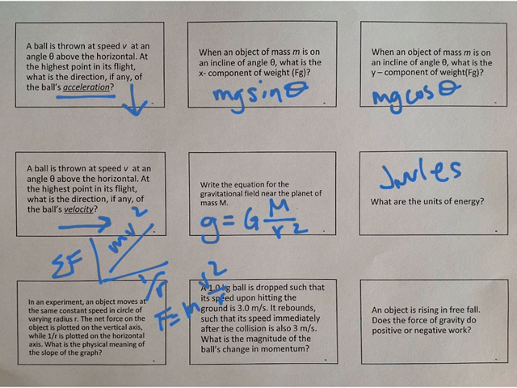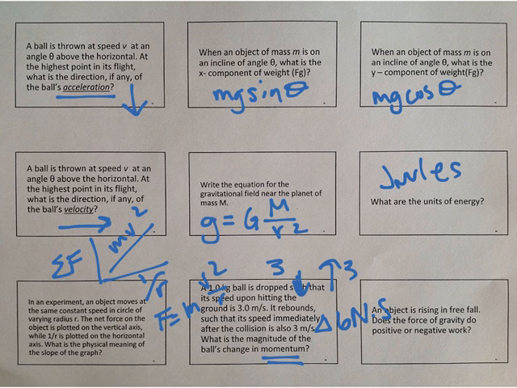Alright, so if we rebound, if we go down at 3 meters per second, and we rebound at 3 meters per second, our change is 6. And remember, we're looking at momentum, so it should be newtons times seconds, because there's that 1 kilogram in there.